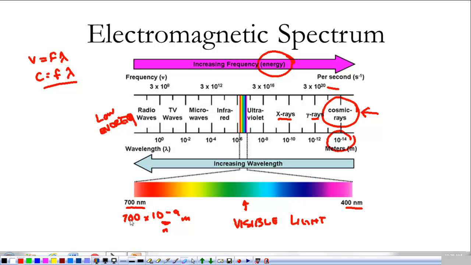Now, visible light. Visible light is a tiny part of this whole spectrum. It goes from here to here on the whole spectrum. That's not very much. 700 nanometers to 400 nanometers. We're talking 200 nanometers. It's not a lot.